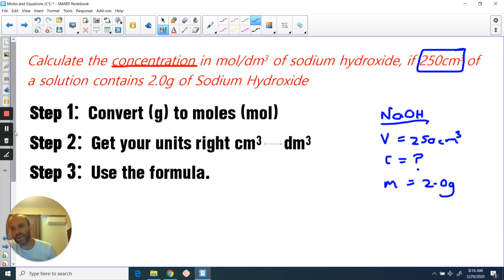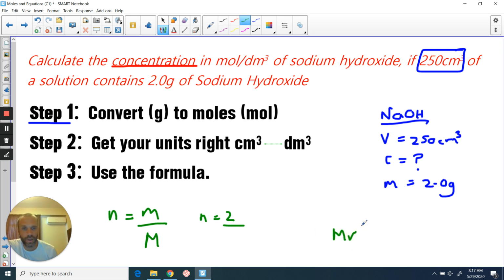Okay, so I've written down in steps here how you do it. First, you're going to need to convert grams to moles, and we'd have to use our original formula, the first one that we learned, which is number of moles equals mass over molar mass, which in this case, remember, we're talking about sodium hydroxide. We'd have number of moles equals 2, which is the mass in grams, over the molar mass of sodium hydroxide, which we'll have to calculate.